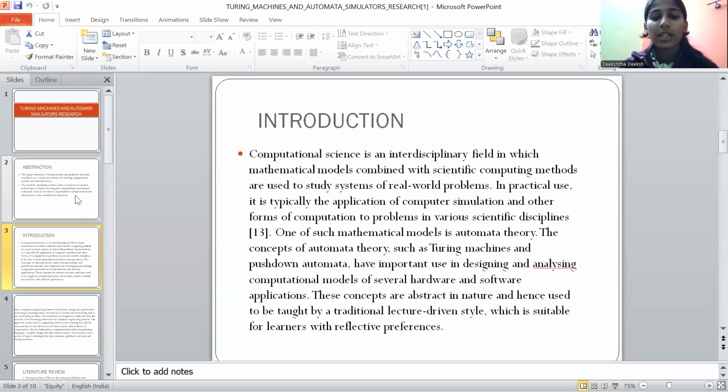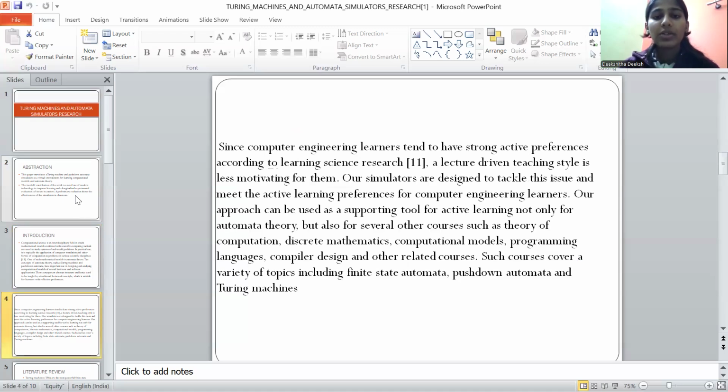The concepts of automata theory, such as Turing machines and pushdown automata, have important use in designing and analyzing computational models of several hardware and software applications. These concepts are abstract in nature and hence are usually taught in a traditional lecture style, which is suitable for learners with reflective preferences. Since computer engineering learners tend to have strong active preferences, according to learning science research, a lecture-driven style is less motivating for them. Our simulations are designed to tackle this issue and meet the active learning preferences of computer engineering learners.